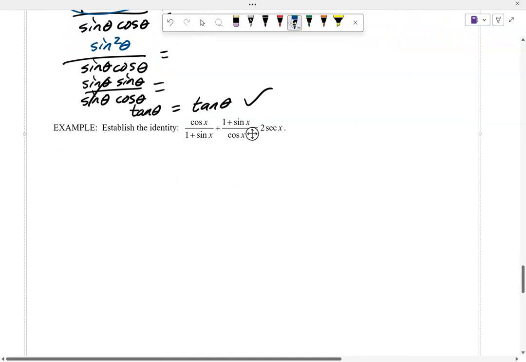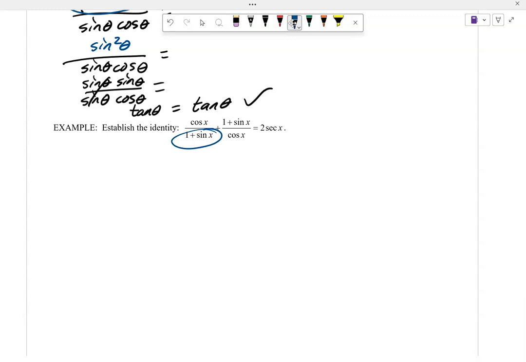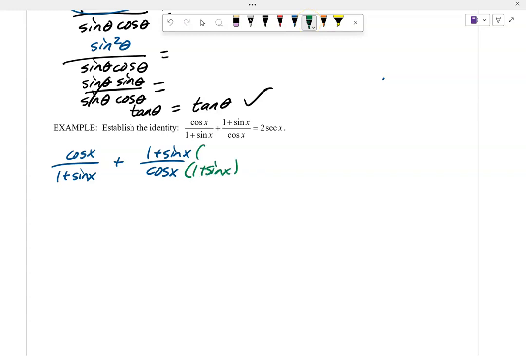We have a 1 plus sine right here. And so I need to give the other one a 1 plus sine as well. So we have cosine over 1 plus sine. Okay, so let's go ahead and give this a 1 plus sine, top and bottom. Give this one a cosine. And so it looks like we have cosine times cosine.